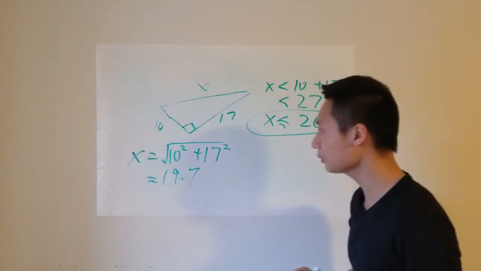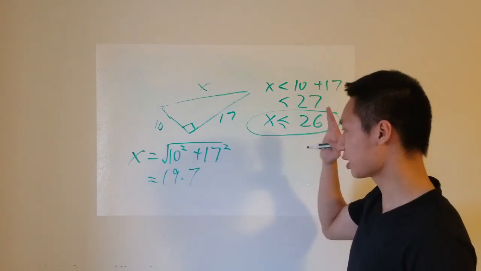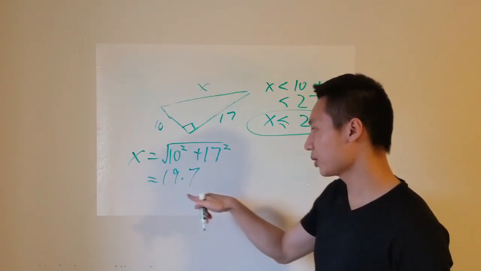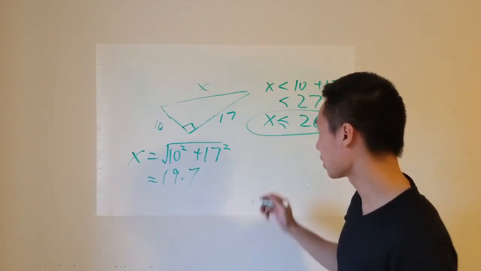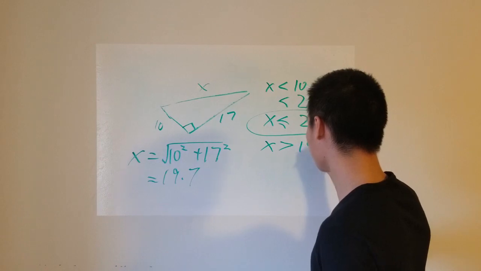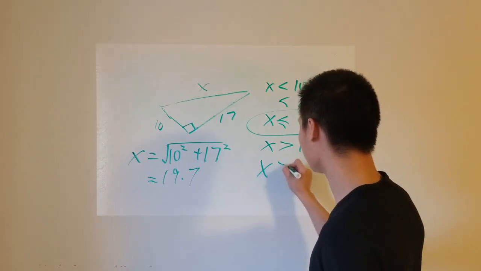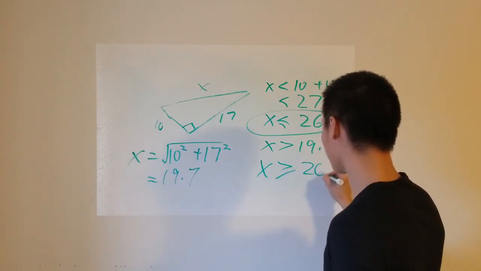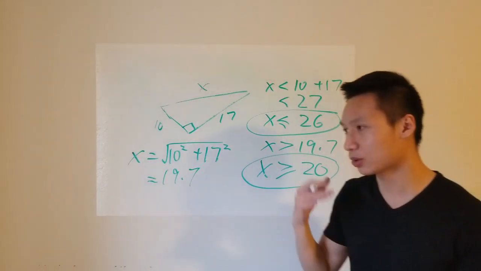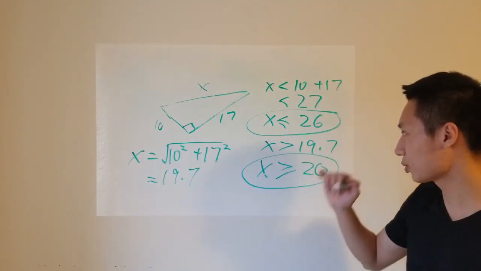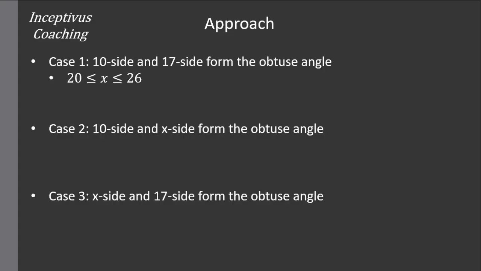Right? So we know that x starts at 26, keeps going down: 25, 24, 23. As soon as it hits 19.7, this ceases to become an obtuse triangle. Therefore, x must be greater than 19.7. And if x can only take on integer values, x can only be greater than or equal to 20. That's your lower bound of x. So therefore, x can be 26, 25, 24, all the way down till 20. In total, there are 7 values of x.